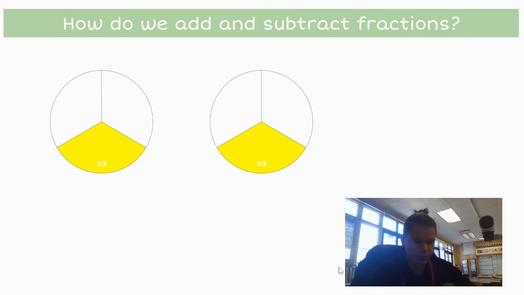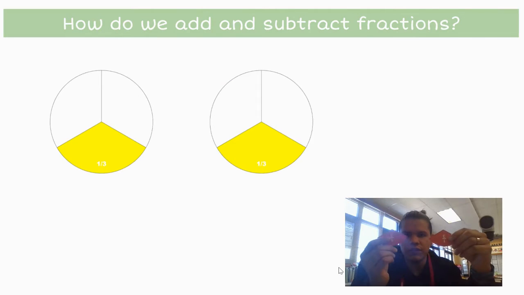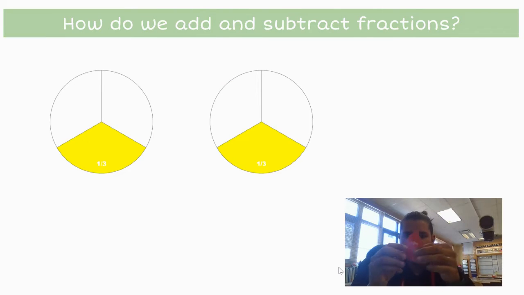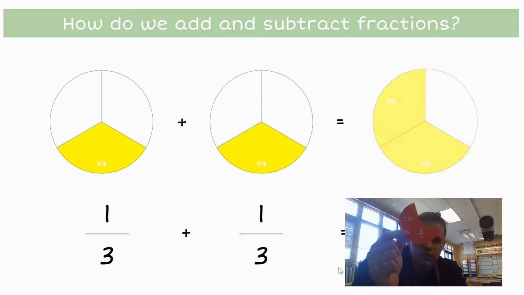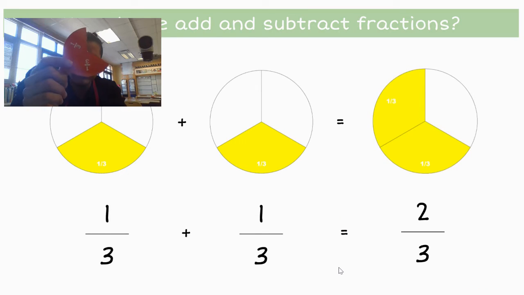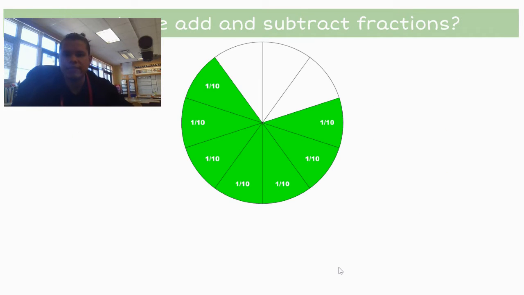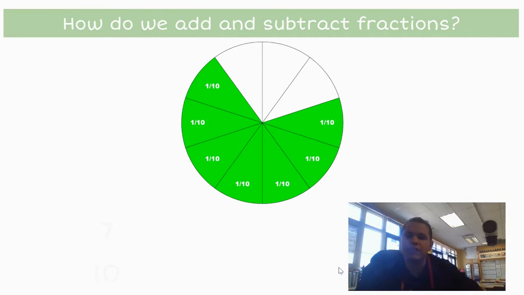Let's take a look at another example. When you have 1/3 and 1/3, we want to add or combine them. When you combine them, you get 2/3. Hopefully you've noticed by now that you add the numerator, 1 plus 1 is 2, and the denominator stays the same. So let's take a look at a couple of examples where we are subtracting fractions.